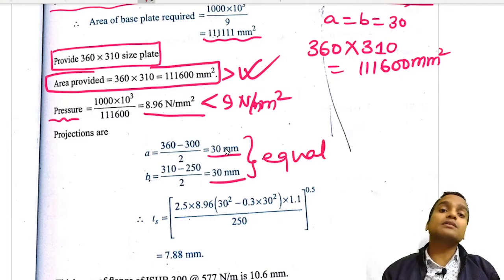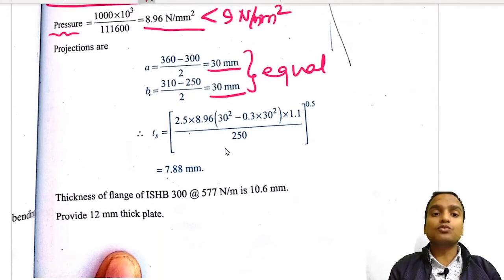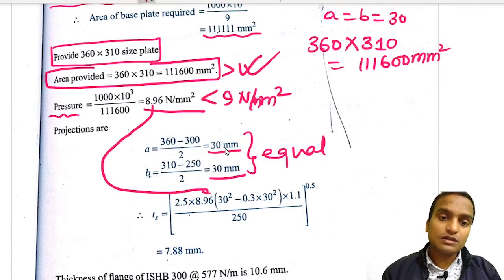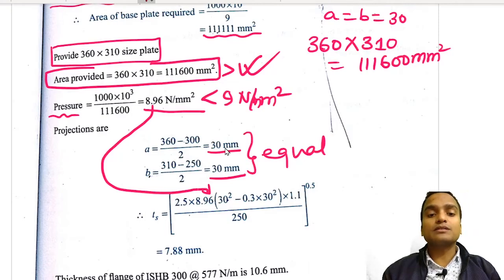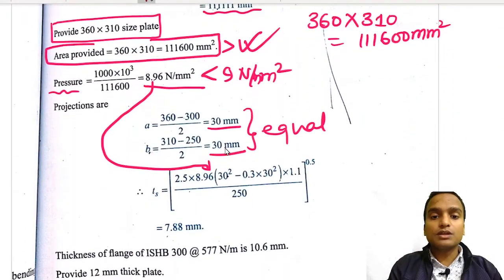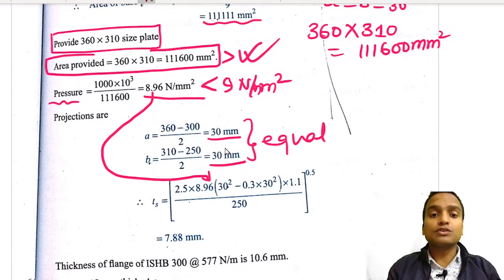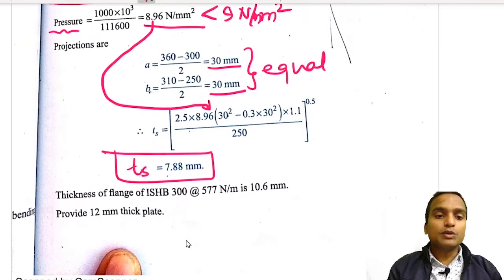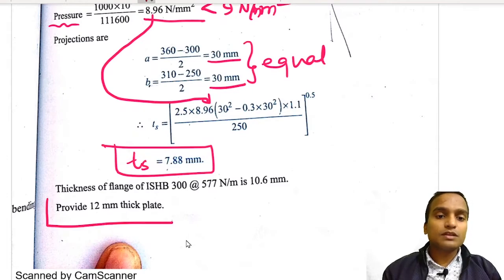So let us now calculate the thickness of the base plate, which is given by this empirical formula: root under 2.5 into W. Now W is this 8.96 being used here, into A square minus 0.3 B square, okay, into gamma MO. Gamma MO is equal to 1.1 divided by Fy. Fy is 250 megapascal, and this 0.5 means root under. So thickness of base plate comes out to be 7.88 mm. So basically here we provide 12 mm thick plate.